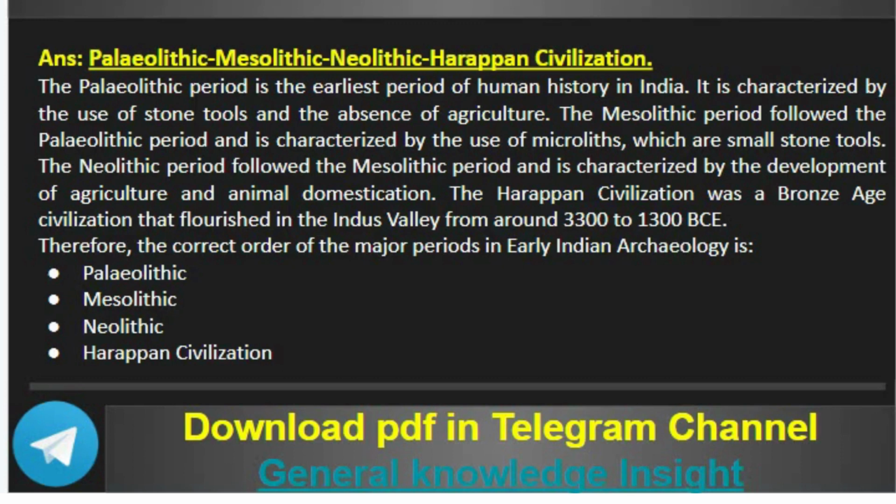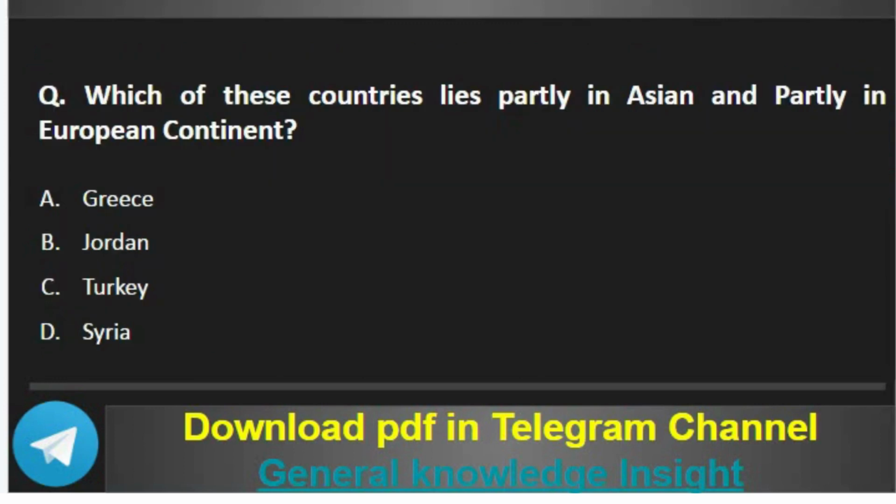The Mesolithic period followed the Paleolithic period and is characterized by the use of microliths, which are small stone tools. On the other hand, the Neolithic period followed the Mesolithic period and it is characterized by the development of agriculture and animal domestication. And Harappa civilization was a Bronze Age civilization that flourished in the Indus Valley from around 3300 to 1300 BCE. Therefore, the correct order of the major periods in early Indian archaeology is Paleolithic, Mesolithic, Neolithic.